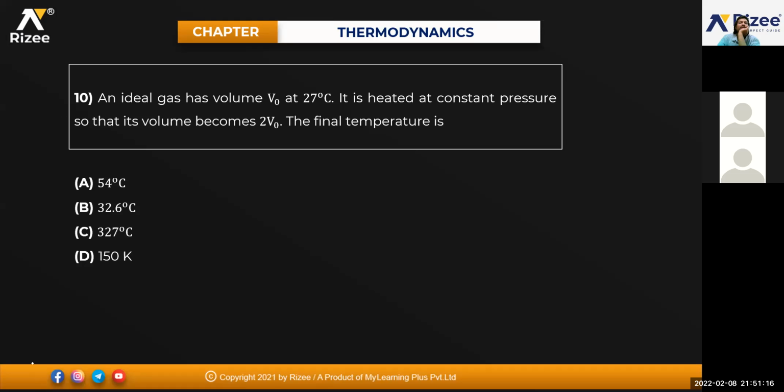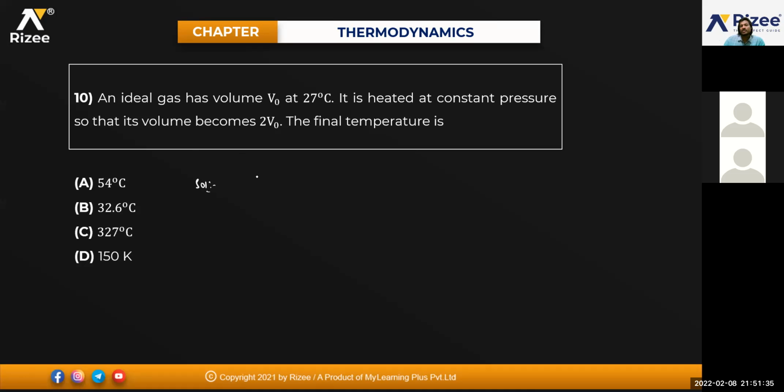Okay, this one, can you do it, beta? An ideal gas has a volume of V naught at 27 degrees centigrade. It is heated at a constant pressure. Constant pressure means isobaric. So its volume becomes 2V naught. So the final temperature will be equal to how much?